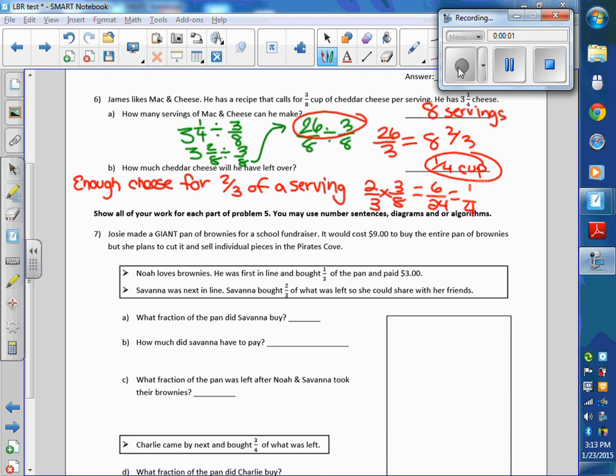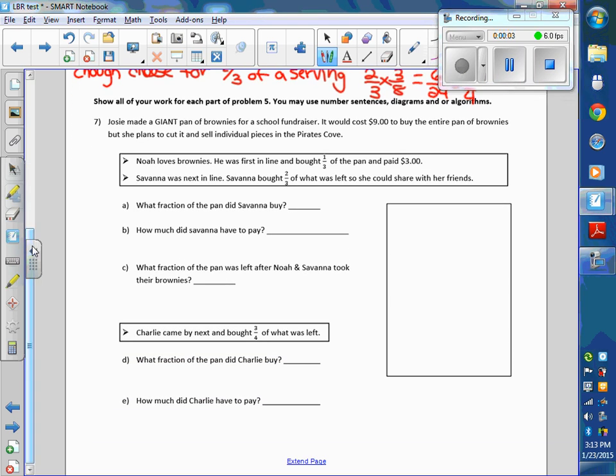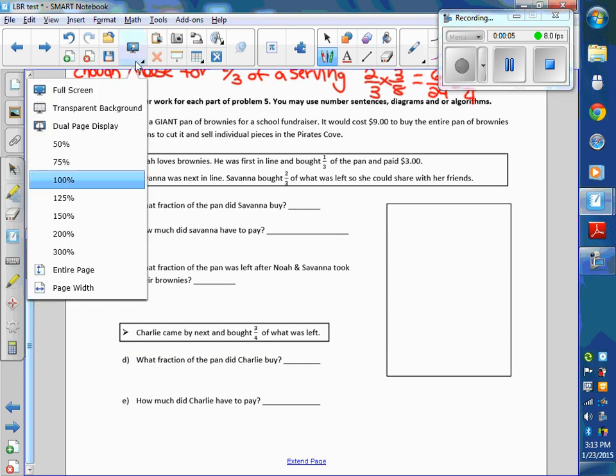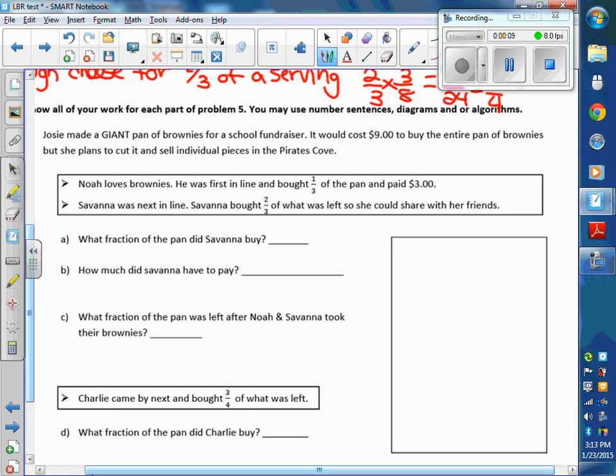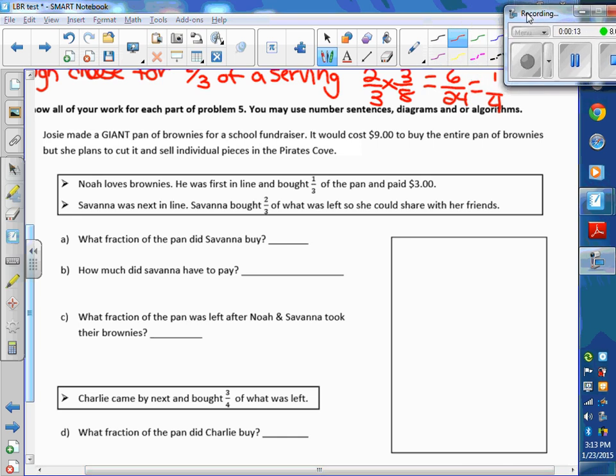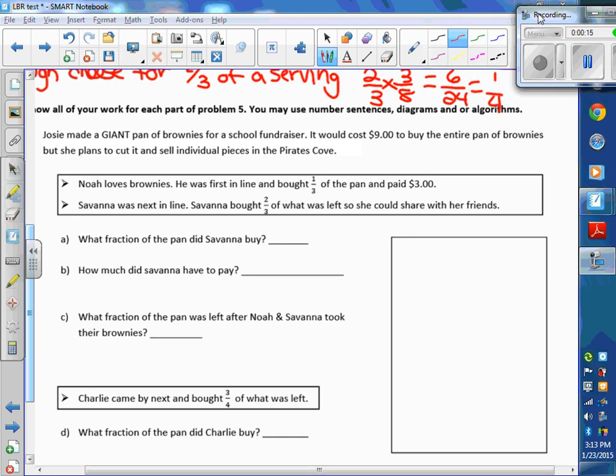So this is the brownie problem here. Josie made a giant pan of brownies for a school fundraiser, and it would cost $9 to buy the whole pan. That's what this is telling us. But she plans to cut it up and sell it in individual pieces, at the store, at the Pirates Cove.